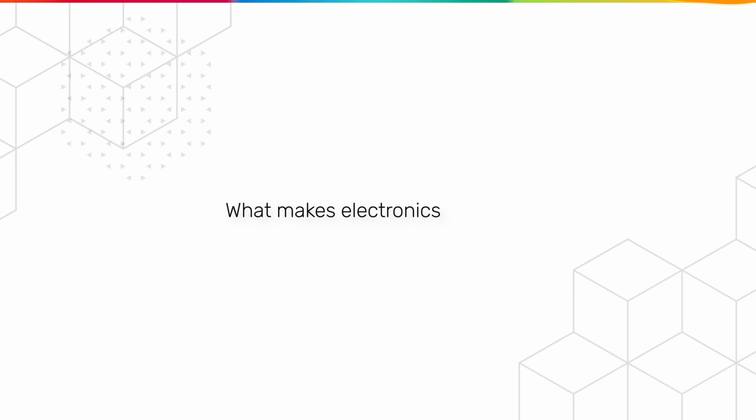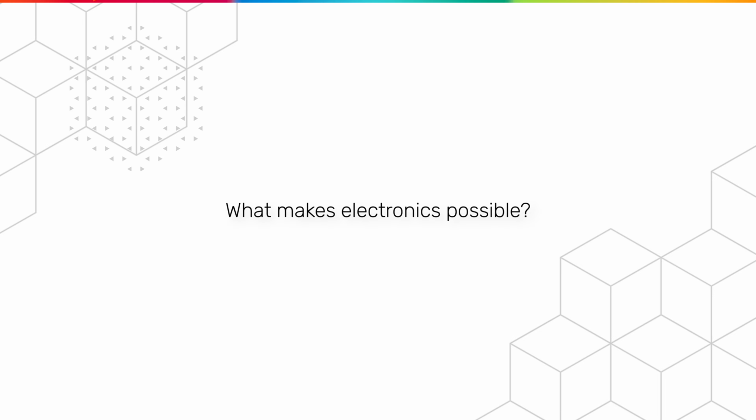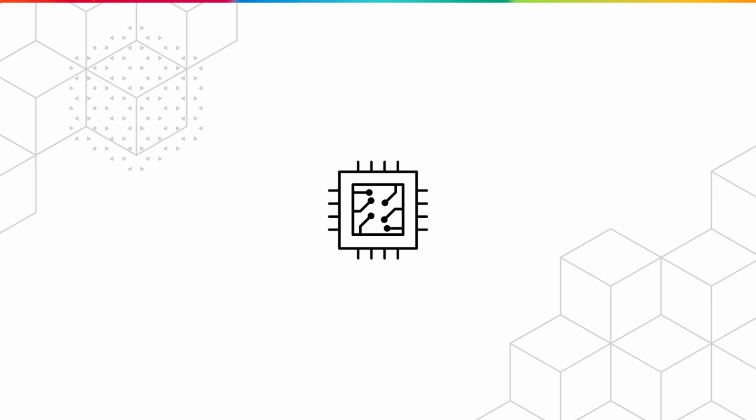What makes electronics possible? The answer lies in semiconductors, materials that can behave as both conductors and insulators. A semiconductor can let current flow under certain conditions and block it under others. That controllable behavior is what allows us to build transistors.